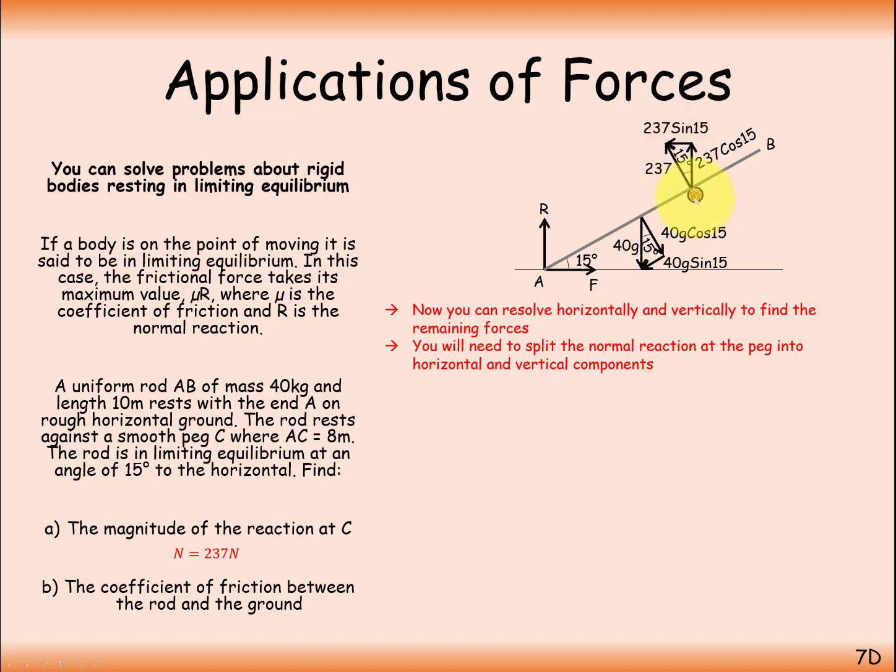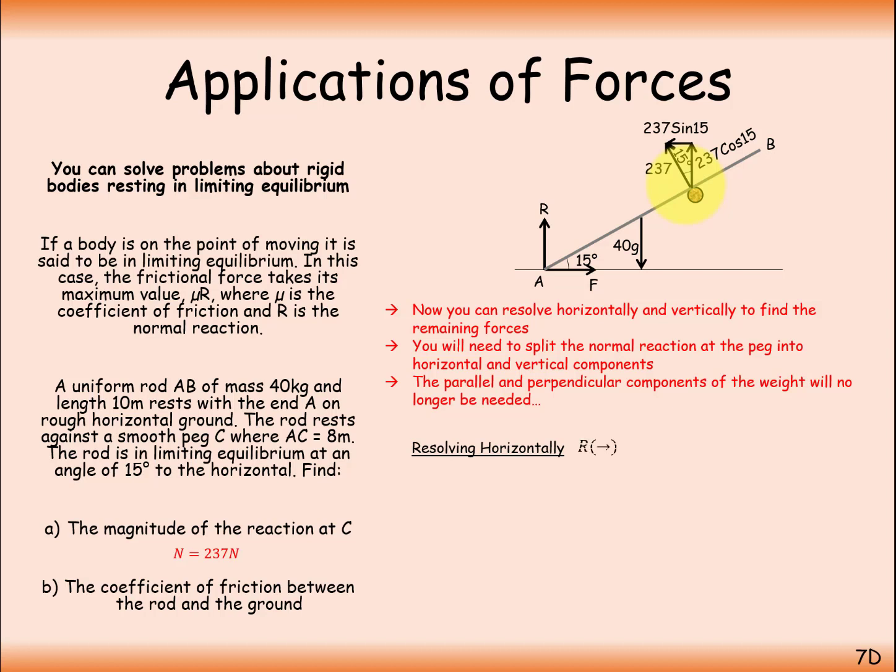Now, if it helps to understand why that's 15, well, if we draw a line across like this, there's an alternate angle 15 here. Anyway, the parallel and perpendicular components of the weight will no longer be needed, so we can get rid of those and remove that. So resolving horizontally, we have 230 sine theta, sine 15.